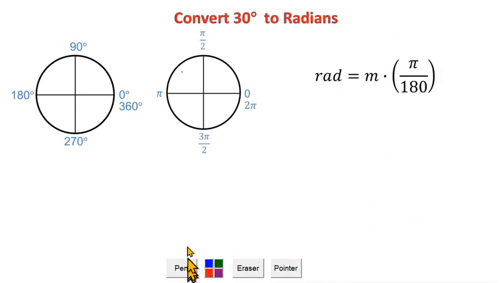So I'm going to go ahead and convert 30 degrees to radians. If you want to pause the video right now and do this yourself, you can do that as well.